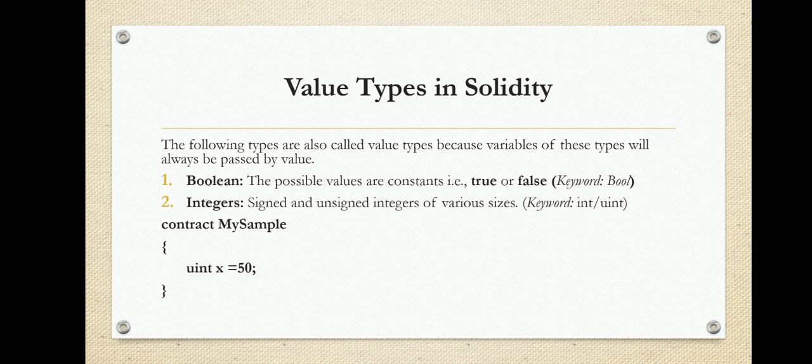Similarly, we have integers. We can use the integer data types, which may be signed integers or unsigned integers of various sizes. The keywords are int and uint, for unsigned integer. Here we have defined a contract called mySample. Within the contract we declared a variable called x that is an unsigned integer, and we have initialized the variable to 50, that is uint x = 50.